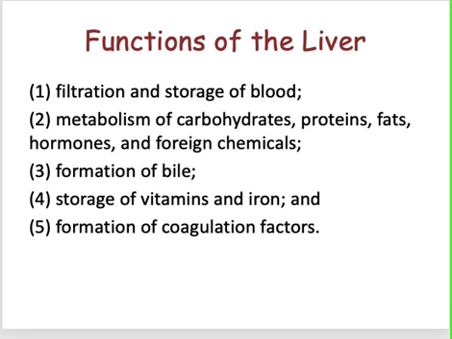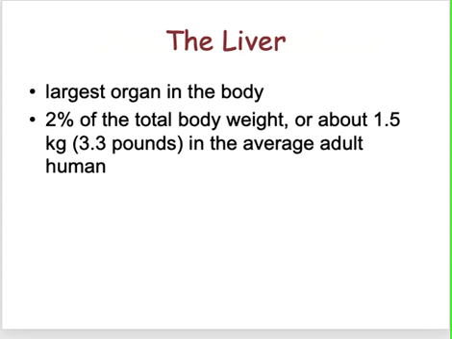So to summarize the various functions of the liver, your liver is mainly involved in the filtration and storage of blood, metabolism of carbohydrates, proteins, fats, hormones, and foreign chemicals. It's also crucial in the formation of bile. It's the major storage organ of vitamins and iron, and it's also an important organ in the formation of coagulation factors. The liver is the largest solid organ in the body, and it comprises about 2% of the total body weight, or about 1.5 kilograms in the average adult human.